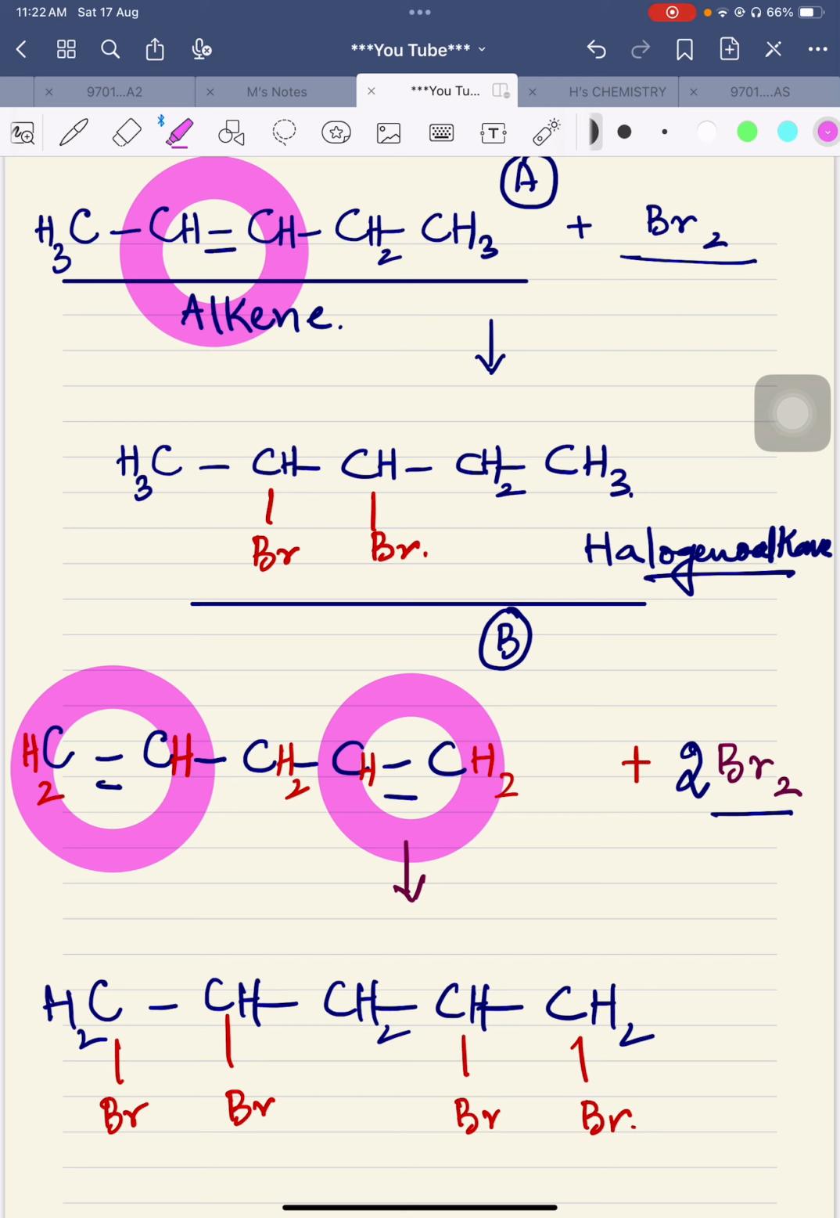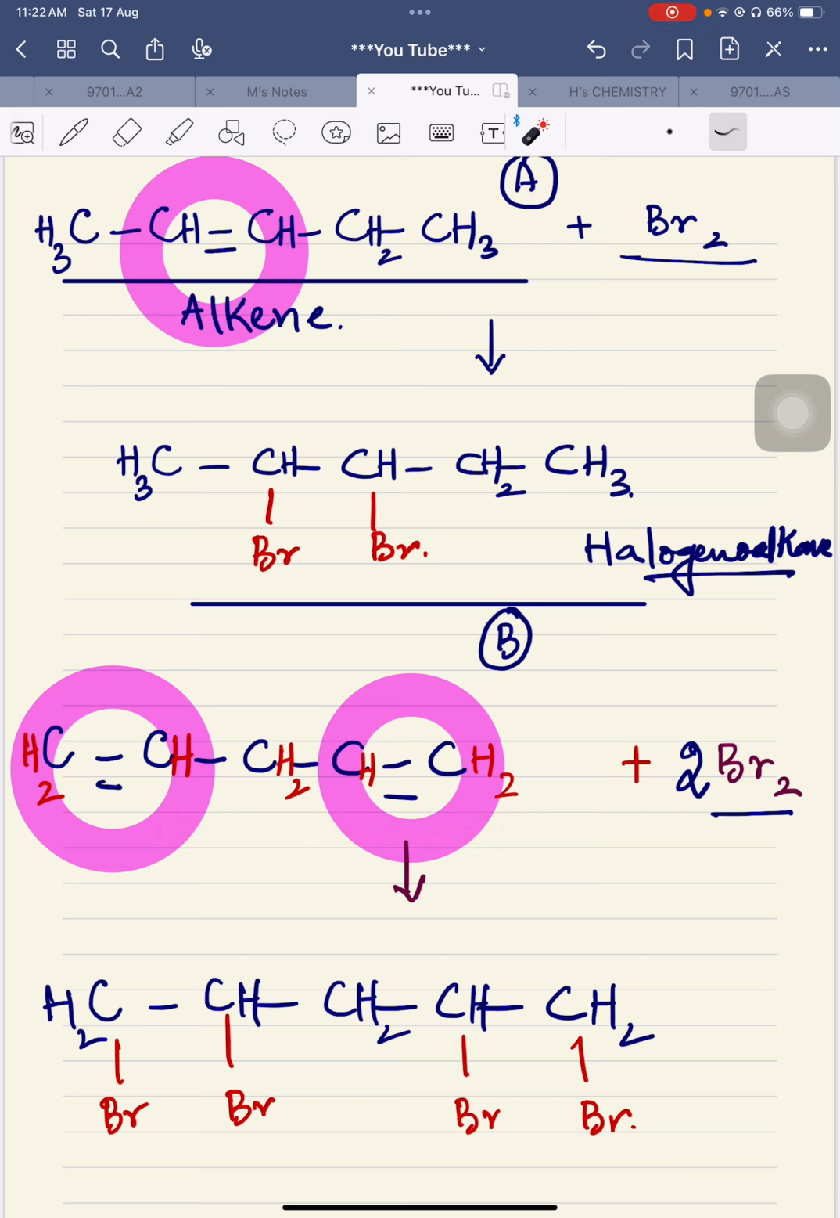It means that the second one, B, has a greater number of double covalent bonds. We will say the degree of unsaturation is higher in B, whereas the degree of unsaturation is lesser in A. So A is unsaturated. How do we know this? Because it has one carbon-carbon double bond. B is unsaturated, yes, we agree. Why? Because it has two carbon-carbon double covalent bonds.